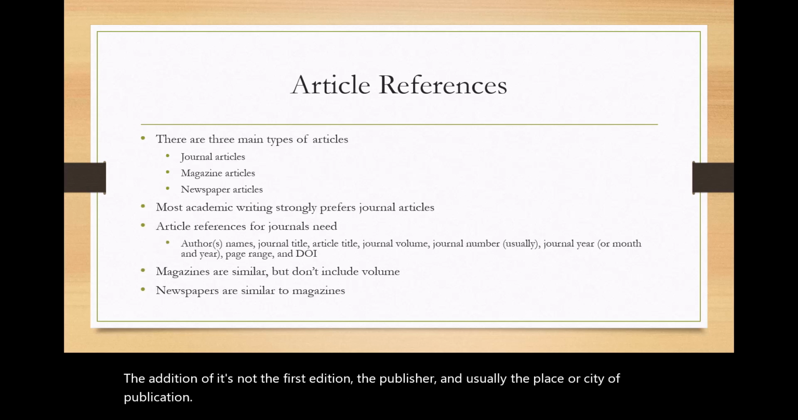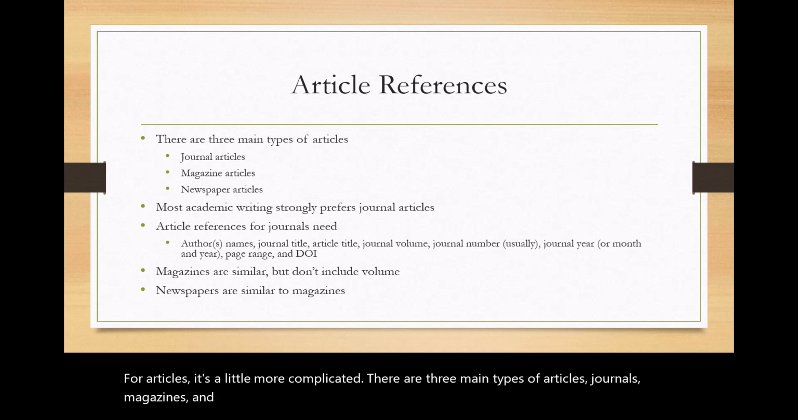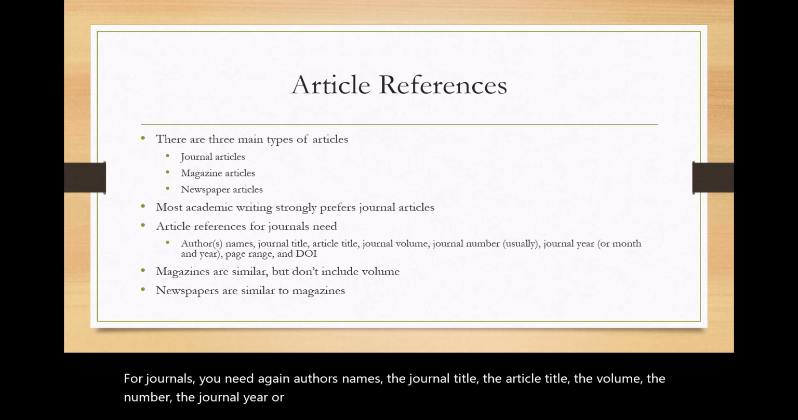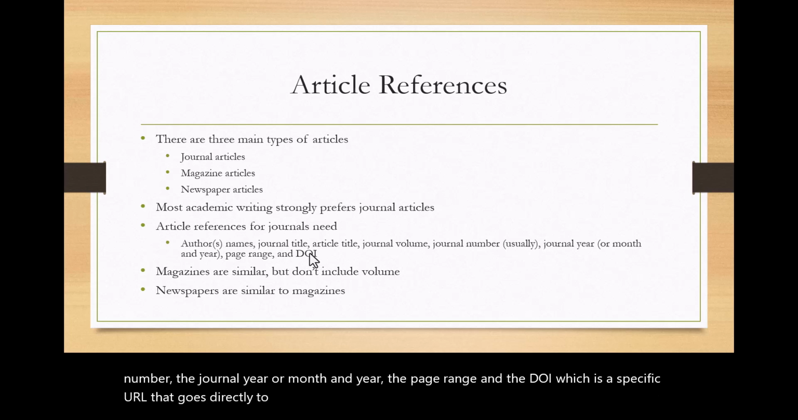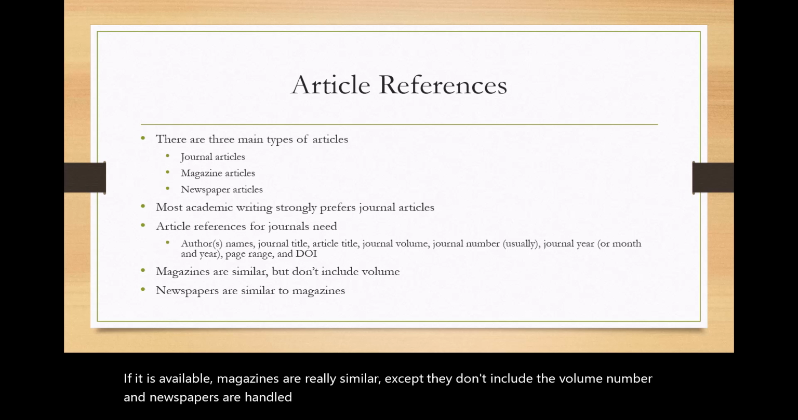For articles, it's a little more complicated. There are three main types of articles: journals, magazines, and newspapers. Most academic writing really strongly prefers journal articles. For journals, you need, again, authors' names, the journal title, the article title, the volume, the number, the journal year or month and year, the page range, and the DOI, which is a specific URL that goes directly to that journal article, if it is available. Magazines are really similar, except they don't include the volume number, and newspapers are handled like magazines are, basically.